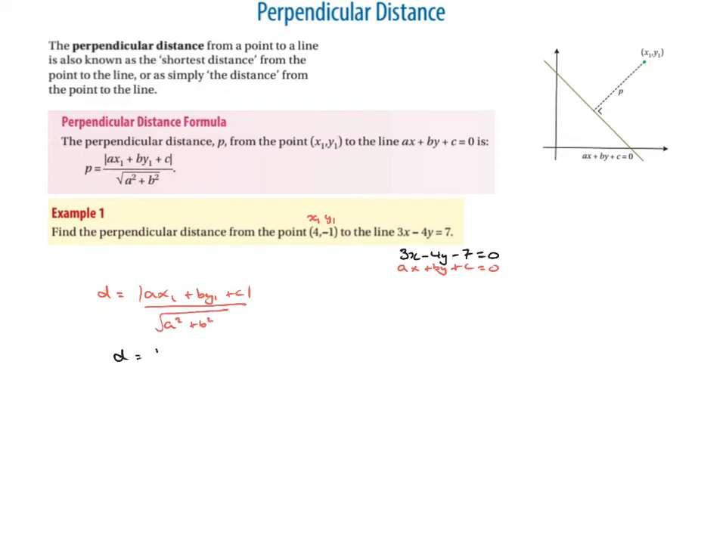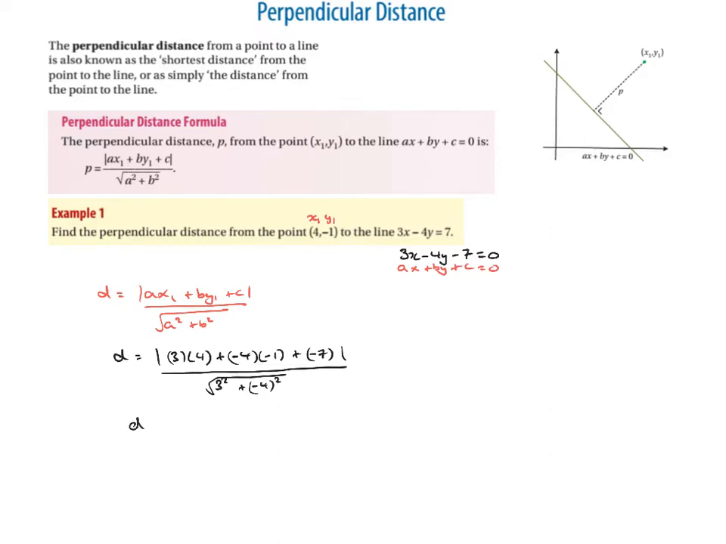d is equal to the modulus. a is equal to 3. x1 is equal to 4, they're all labelled, plus b. b is equal to minus 4, and then y1 is equal to minus 1, so put that there, plus c, and we have minus 7 is what c is here. That's going to be modulus, and it's all going to be over a squared, which is 3 squared, plus minus 4, which is the b, all squared, square rooted.